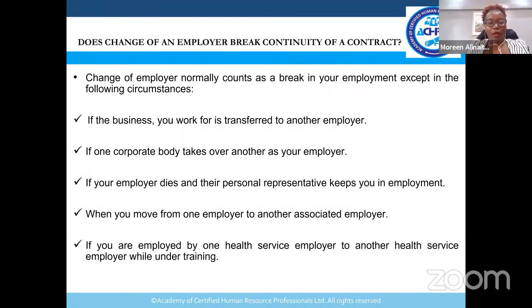Now, we move on swiftly. Does change of an employer break continuity of a contract? Does change of an employer break the continuity of a contract?